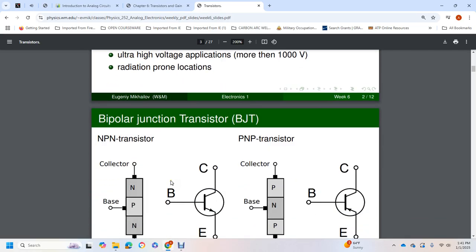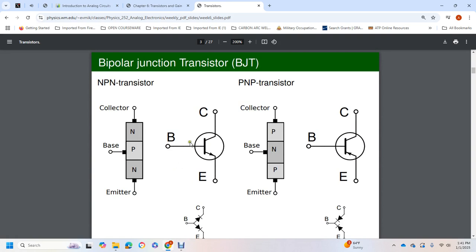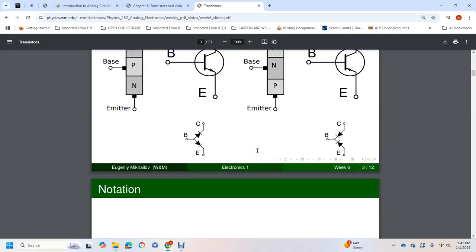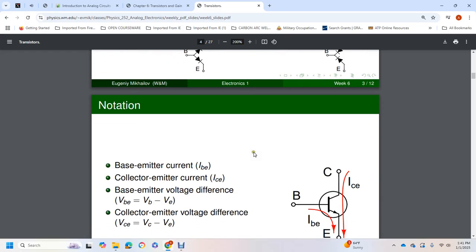Negative, positive, negative transistor: collector, emitter, base. So we have the collector at the top, the base, and then the emitter follows. The positive, negative, positive transistor: collector, base, emitter. And these are shown in diode relationships too.